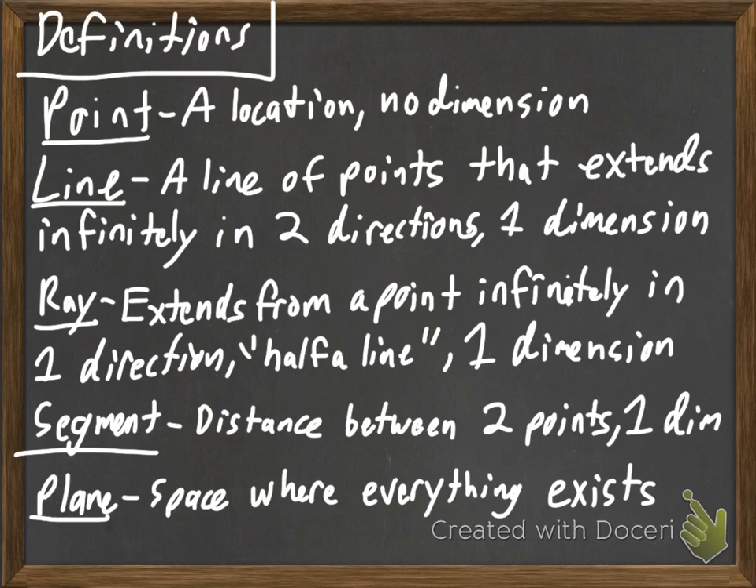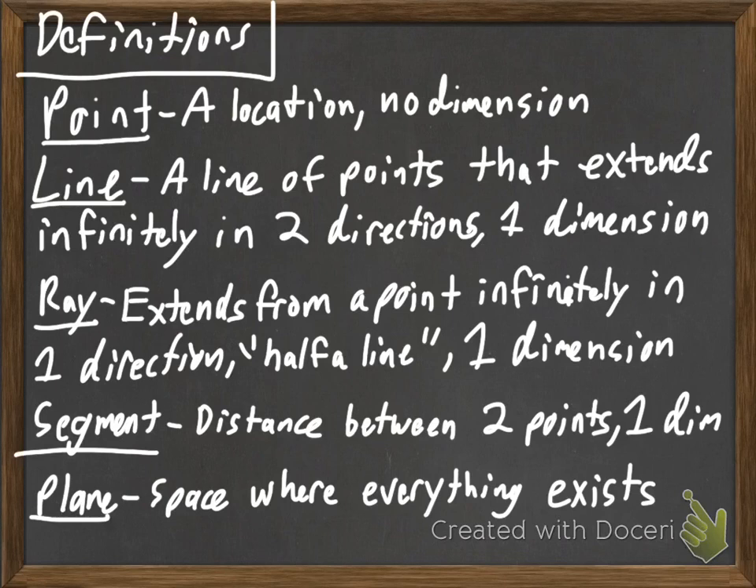A line is a line of points that extends infinitely in two directions. It's one-dimensional. So a line is just a bunch of points that are all together, and it goes forever in two directions. A ray extends from a point infinitely in one direction. It's basically like half a line. So you have a point, and then a line shoots from that point, with nothing going the other way.